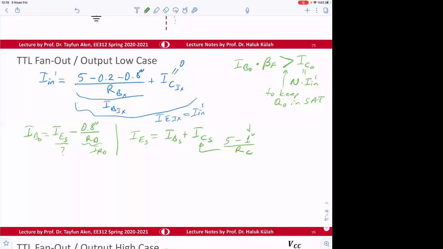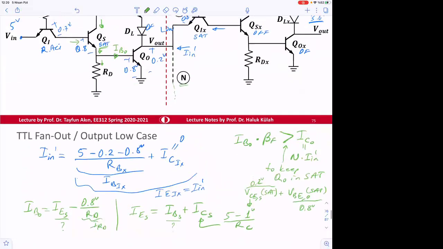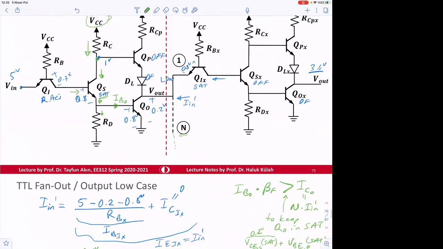What is this 1 volt? You know that. This is V collector emitter of splitter in SAT plus V base emitter of O in SAT. So this was 0.8 volt, this was 0.2 volt. Well, it's kind of repetition what I'm doing, but just to make sure you understand it. So here, what is this one? IBS.